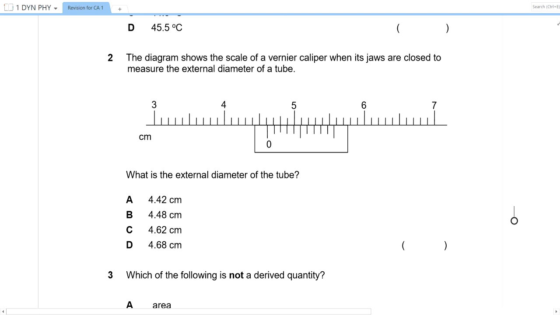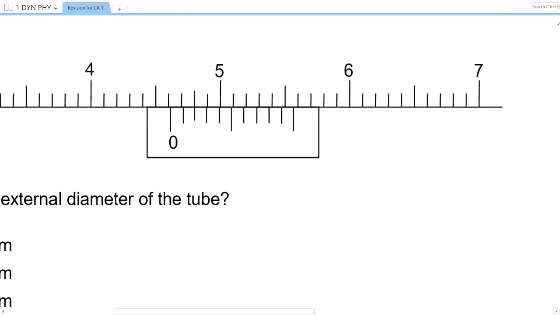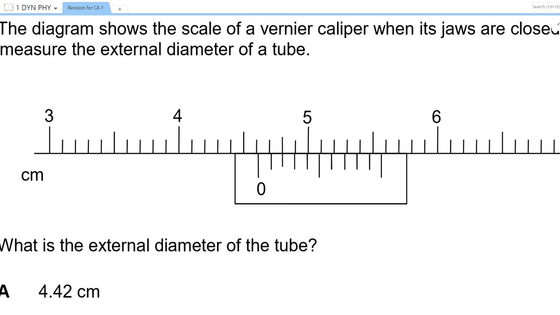Okay? So, this is used to measure the external diameter of a tube. What is the diameter of the tube? Basically, read the reading from the vernier calipers. Reading from the vernier calipers is easy. All you need to do is to look at the 0 on the vernier scale. Look up. Where is the marking? Just before the 0. And this is the 1. Right? Just before the 0 on the vernier scale. What is this value?